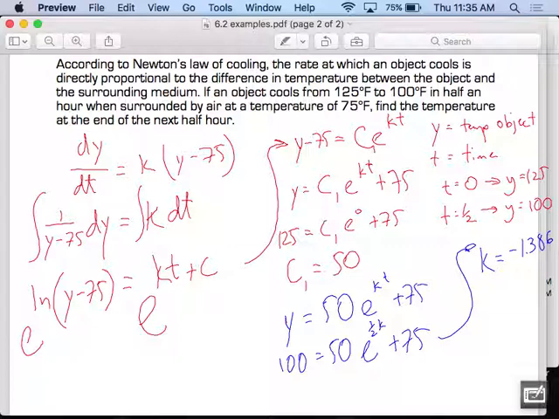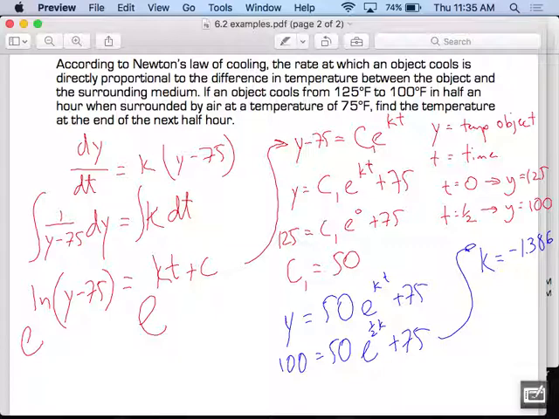Is it negative 0.1? No, 1.386. Are you off by a decimal point? The final k equals 1.5 divided by a half. No, it was 1.5 times 2. Oh, it's 2, okay, because you have to get rid of that.